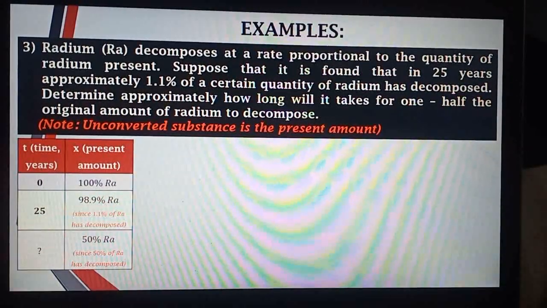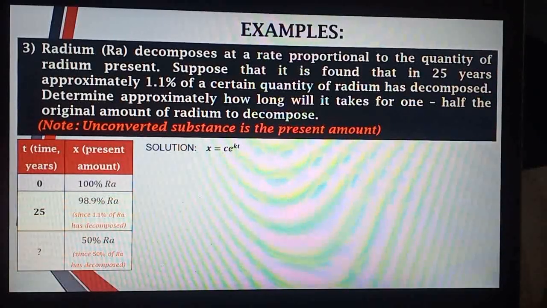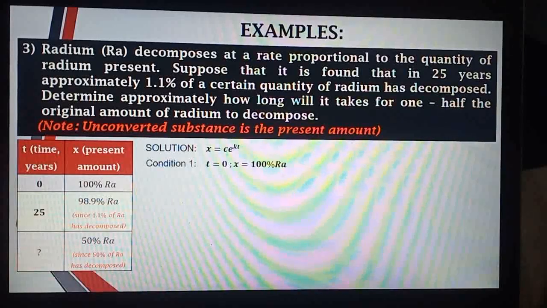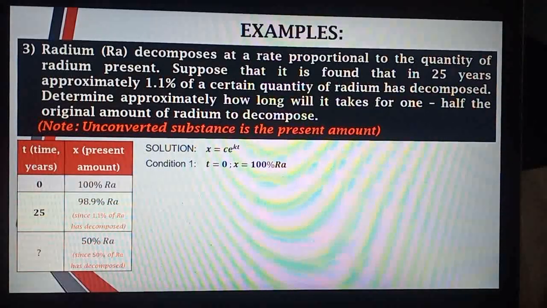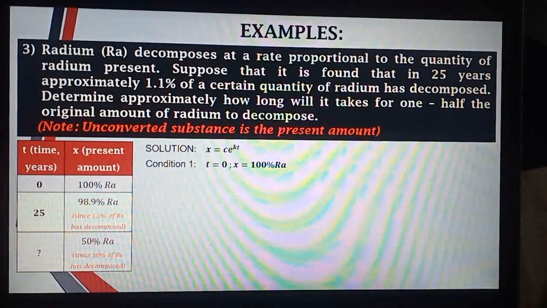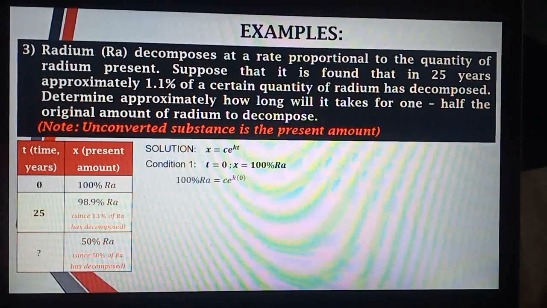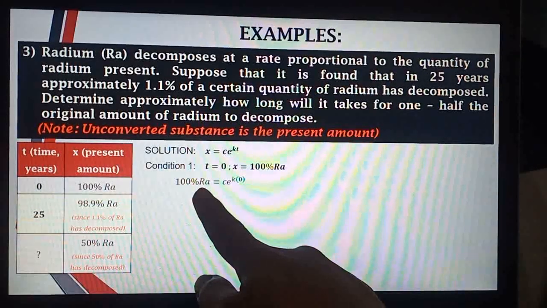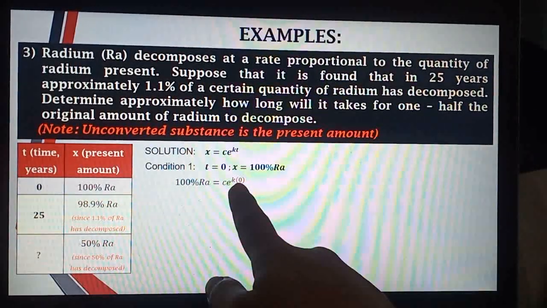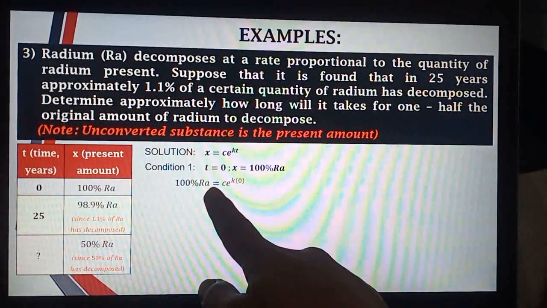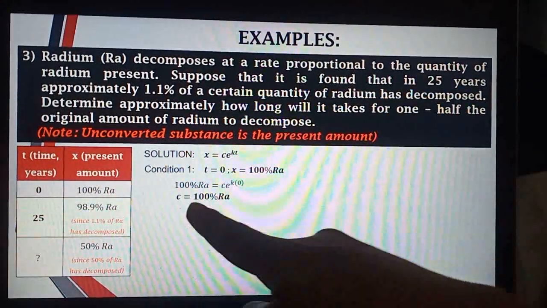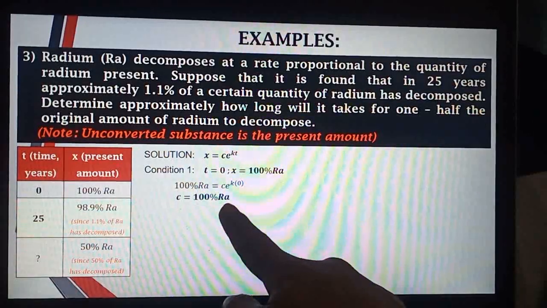So, let's go to the solution. Our formula again is x equals c e raised to kt. So, for the first condition, time is equal to 0 and x is equal to 100% of the radium. So, if we have 100% of the radium as x and 0 as your time, you will have 100% Ra equals c e raised to k of 0. Therefore, our c is 100% of radium.